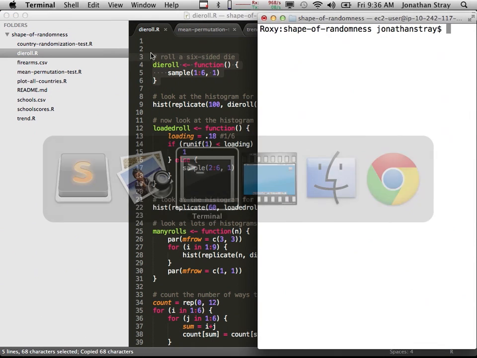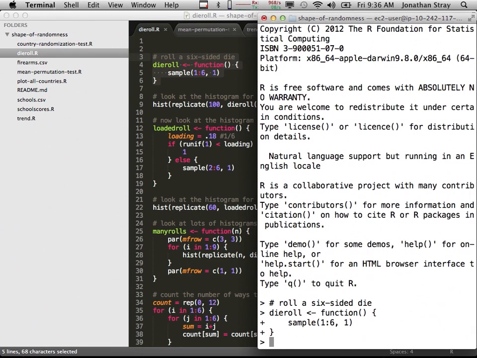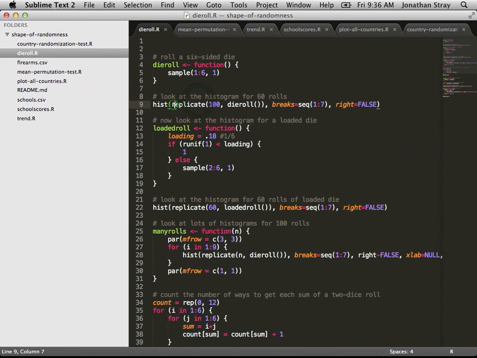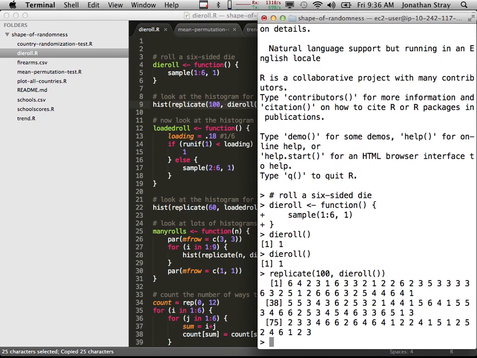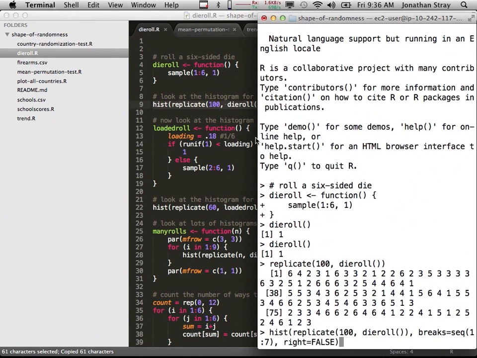So first, I'm writing a little function that just rolls a die. If I just say die roll, it gives me a number. If I say do it 100 times, there we go. Gives me all these numbers. And then I'm going to make a little histogram of them. You know what a histogram is? It just counts how many times each number appears.